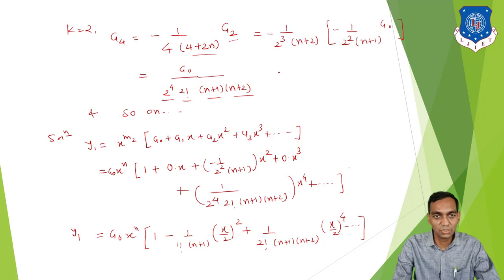If you continue in this manner, then for the generalized term, writing the next term, a6 is of the form minus a0 divided by 2 raised to 6 into 3 factorial into (n plus 1)(n plus 2)(n plus 3).